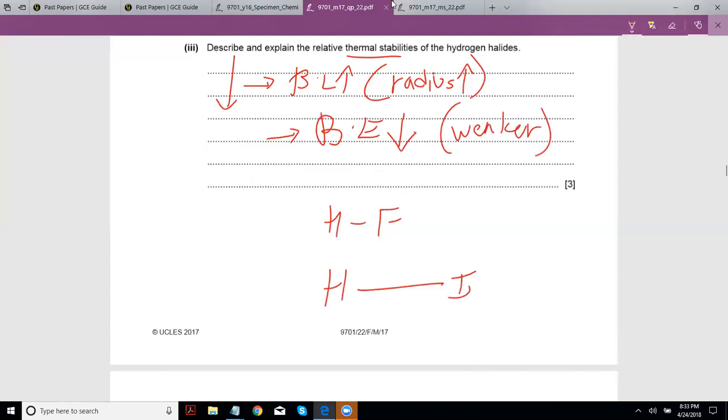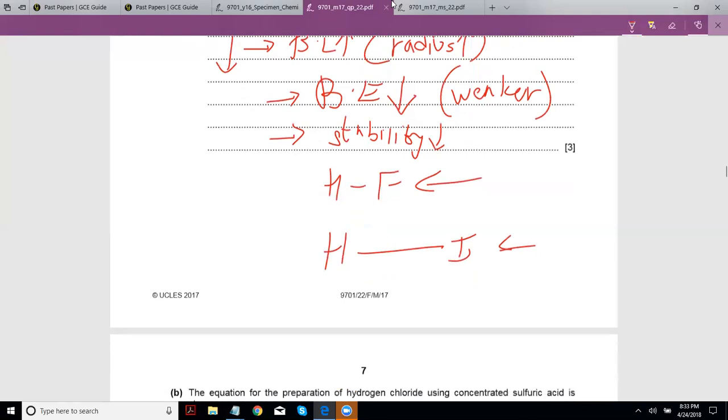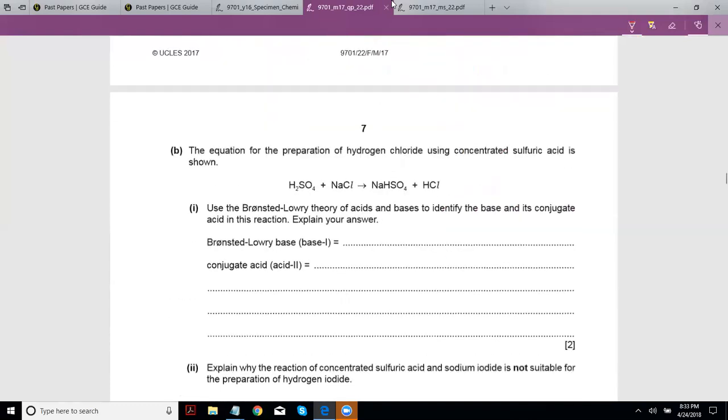And essentially, because it's further away from the nucleus now, the attractive force is lesser. So basically, there isn't as much force on it. Hence stability decreases, because if you heat it, it will break. Down the group, because the bond is weaker, they are not as stable when you heat them, they break.